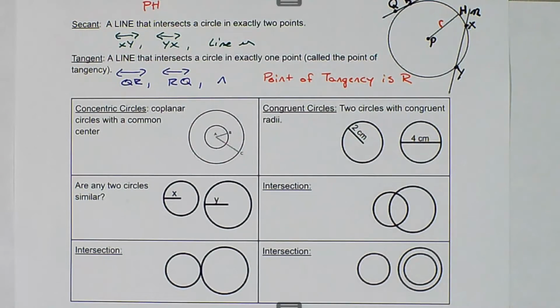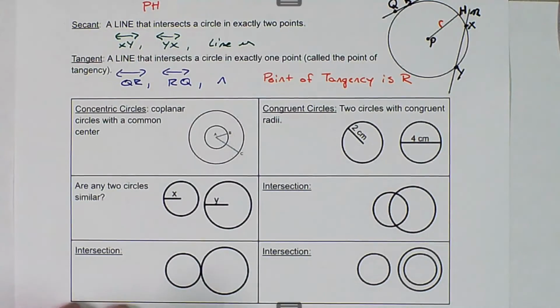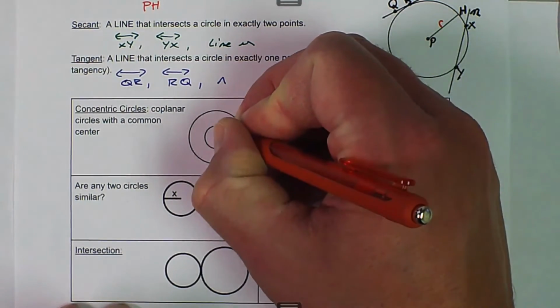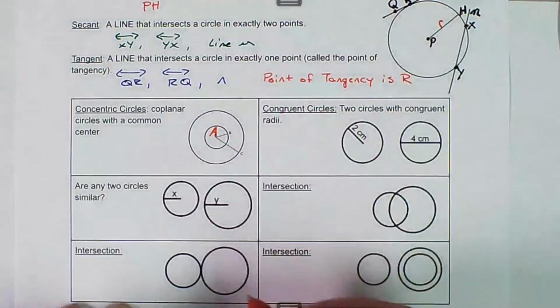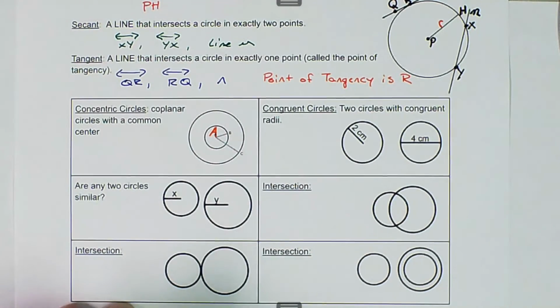Then we have a couple more things to talk about. Concentric circles. Concentric circles are coplanar circles with a common center point. So in this case, we have center point A right here, and both of those circles would be called circle A because they both have the same center point.